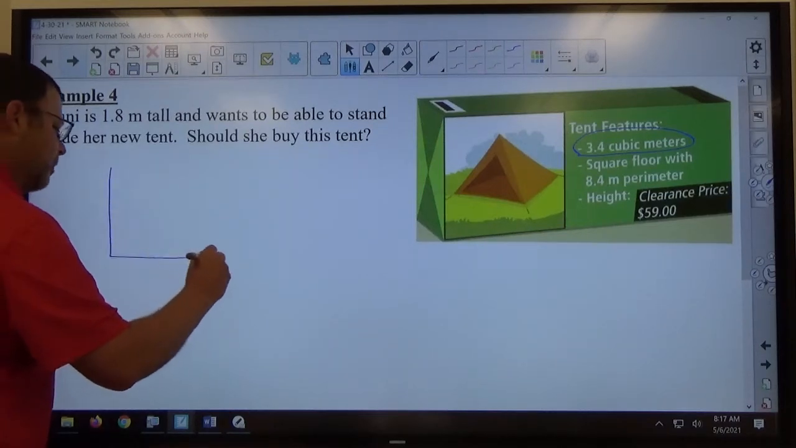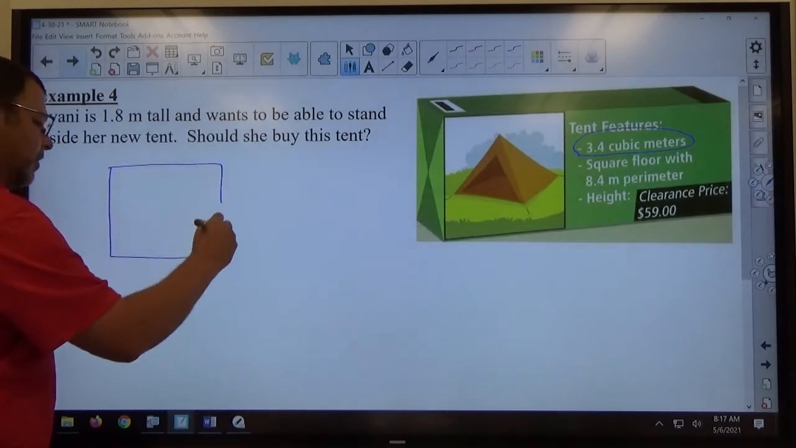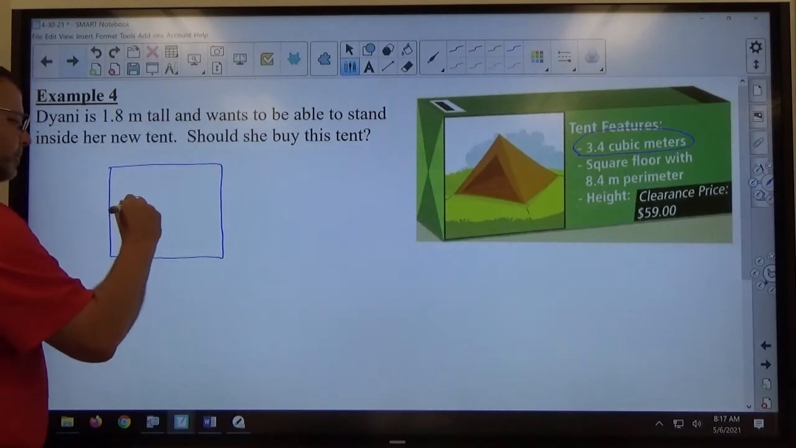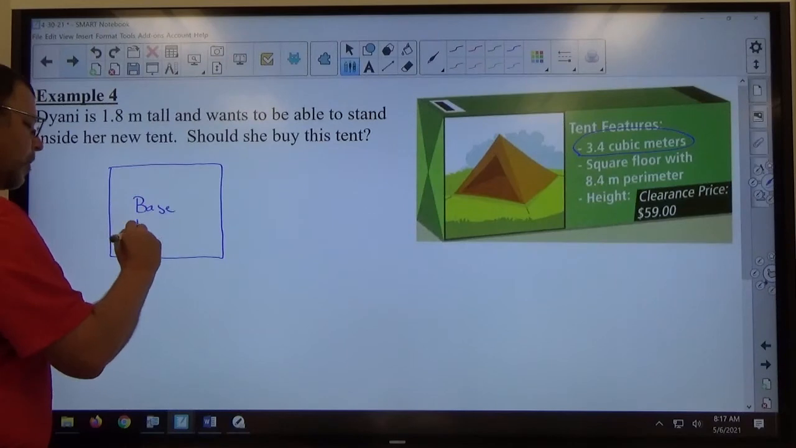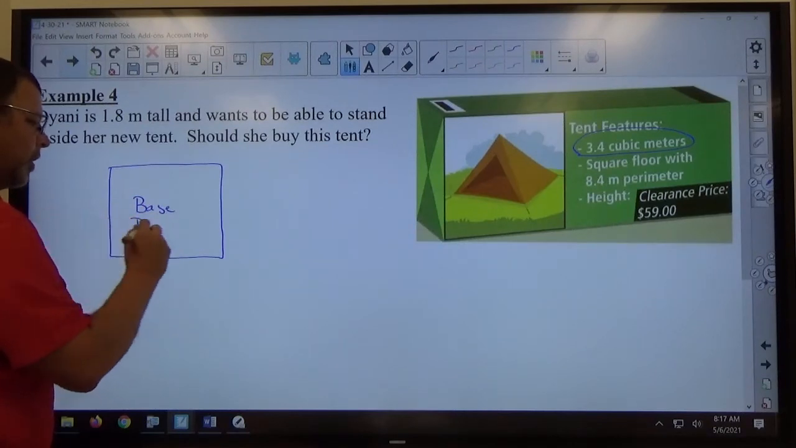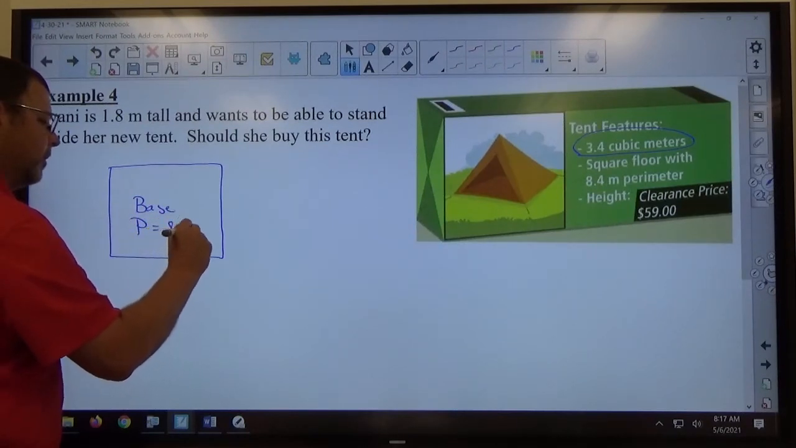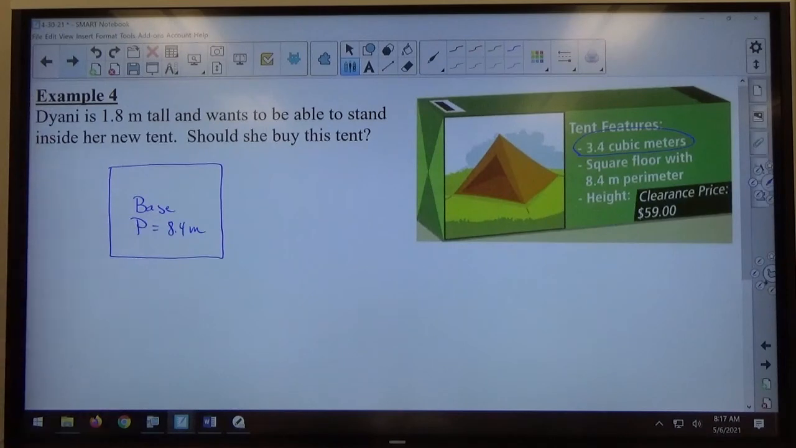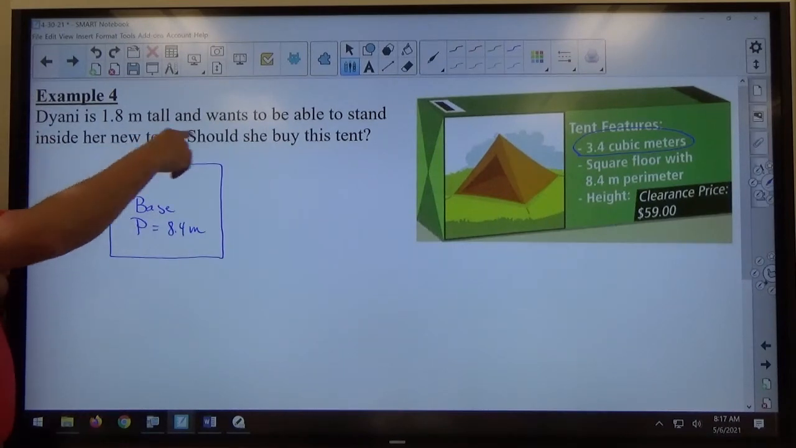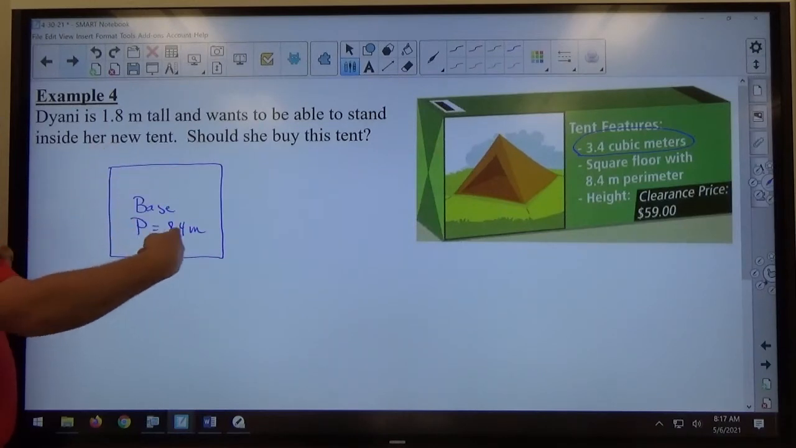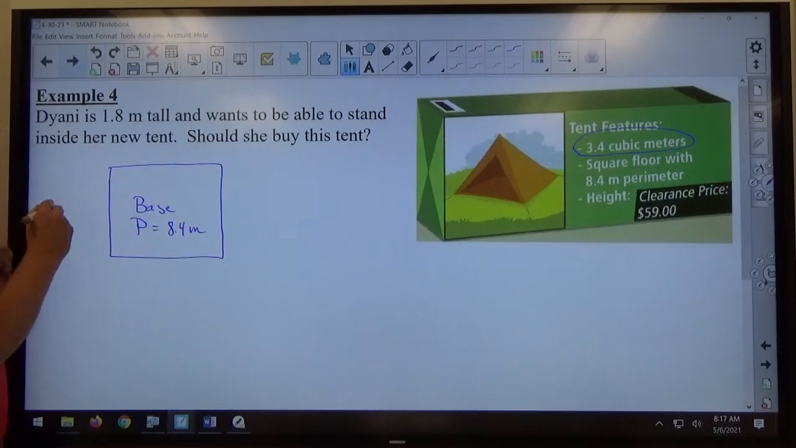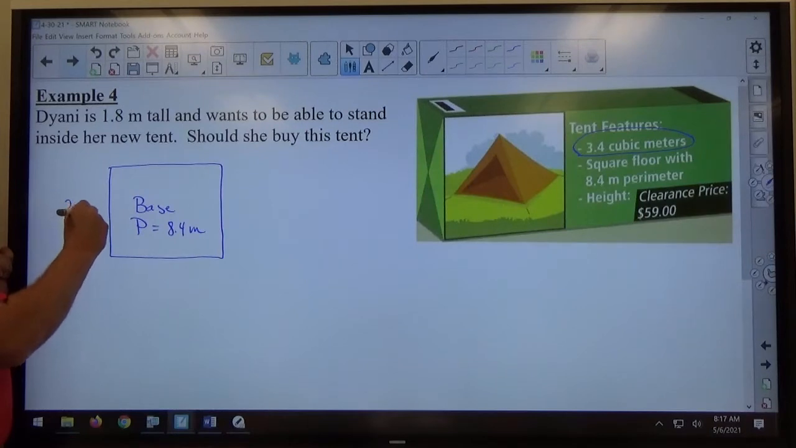So first off, the base is a square. So I'm going to draw the base of this tent. The perimeter of the square is 8.4 meters. So how would I find the length of the sides? Divide by 4. It's a square, right? All 4 sides are the same. Perimeter is just the sum of the 4 sides. So 8.4 divided by 4 comes out to 2.1 meters on the side.